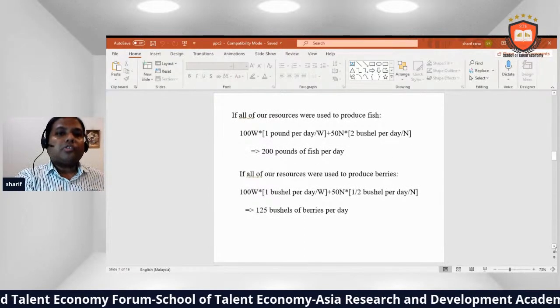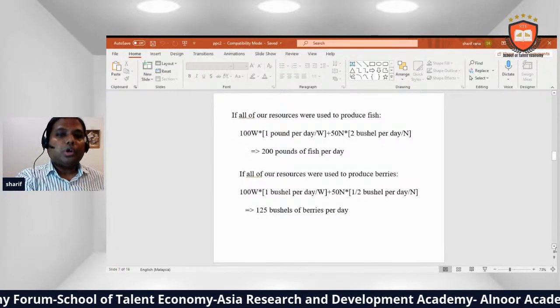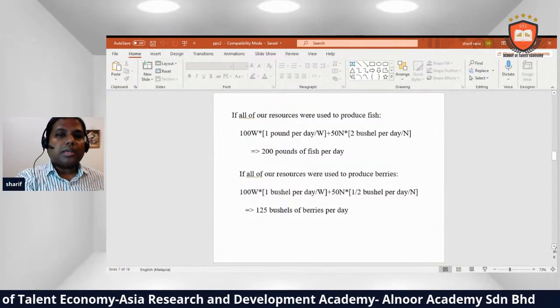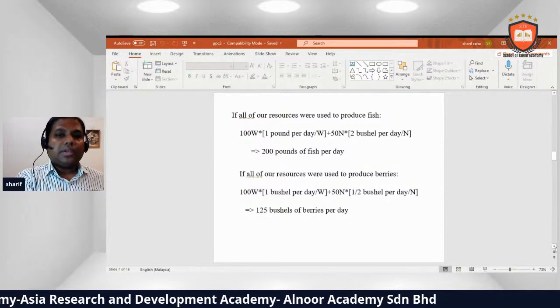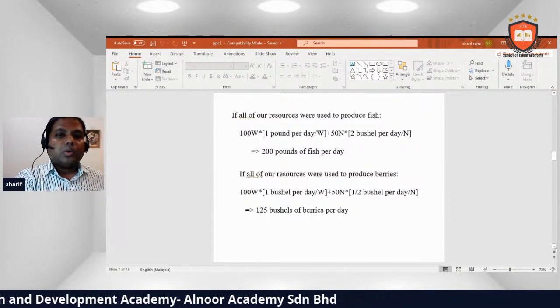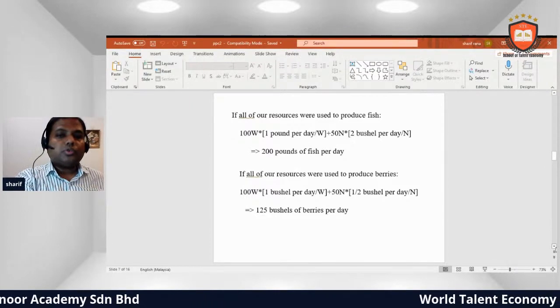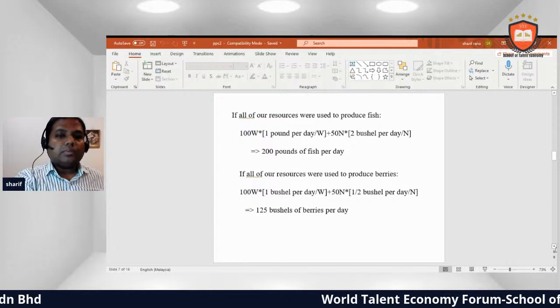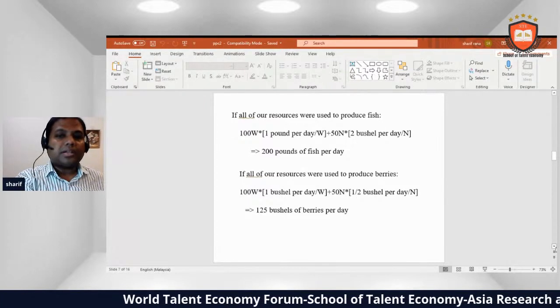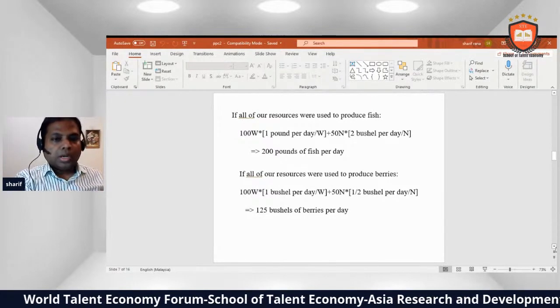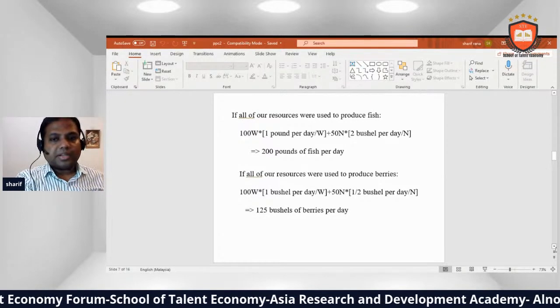If all of our resources were used to produce fish, 100 W at 1 pound per day per worker plus 50 N at 2 pounds per day per net gives 200 pounds of fish per day. If all of our resources were used to produce berries, 100 W at 1 bushel per day per worker plus 50 N at half a bushel per day per net gives 125 bushels of berries per day.